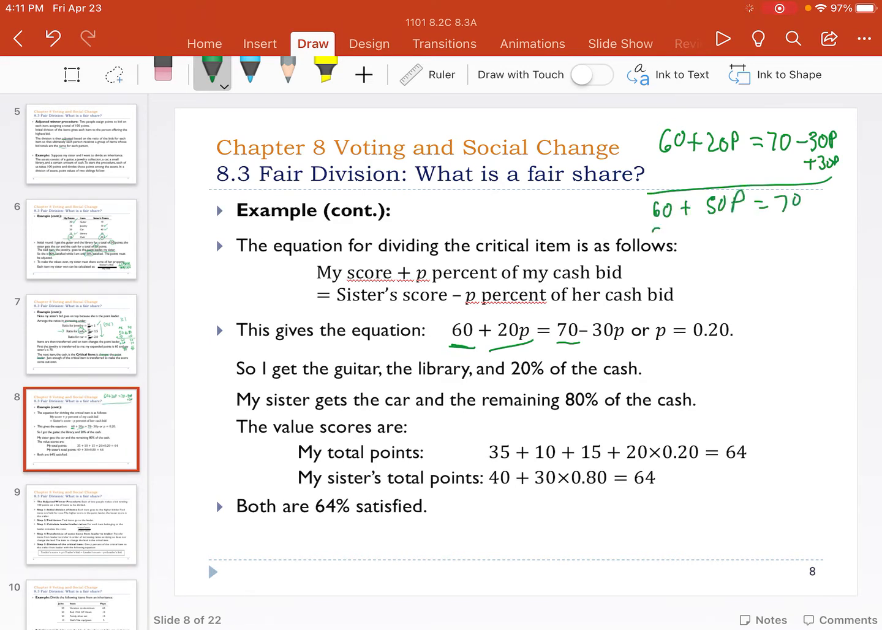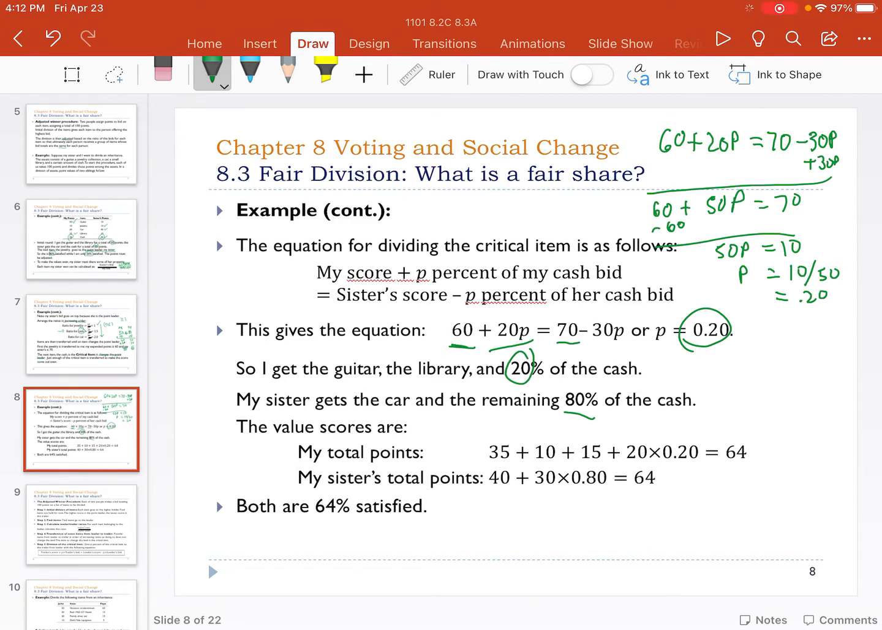So now it's just a matter of figuring with the numbers here. I'll add 30P to each side and get 50P plus 60 equals 70. Now I'll subtract 60 and get 50P equals 10. P would equal 10 over 50, and that happens to equal 0.20, 20%. So 20% of the cash goes to me to make it fair. Okay, and then she keeps 100 minus 20, 80% of the cash.